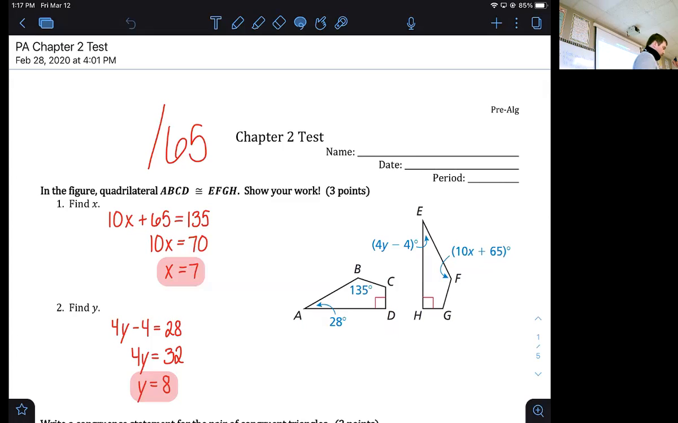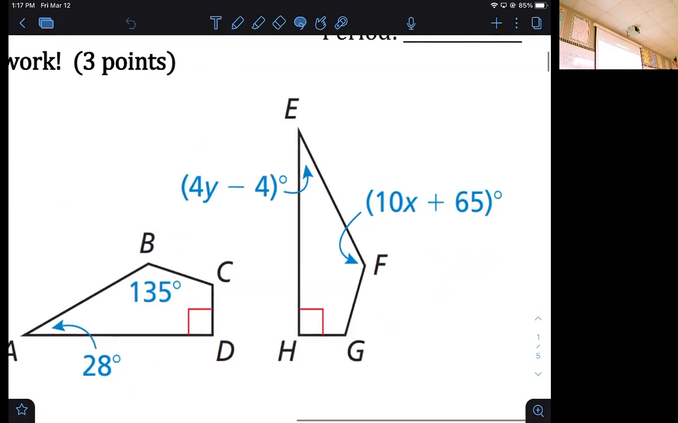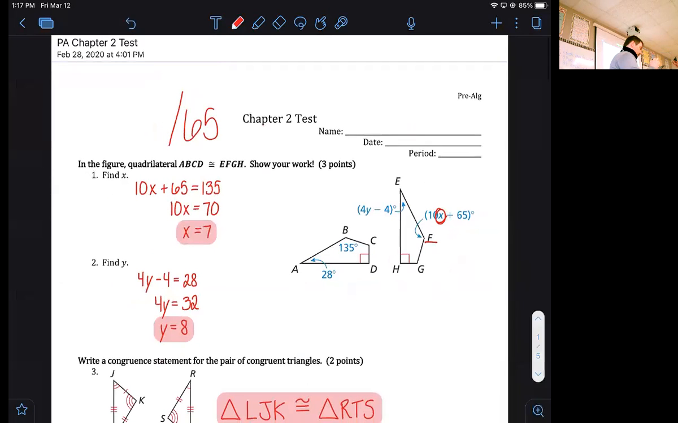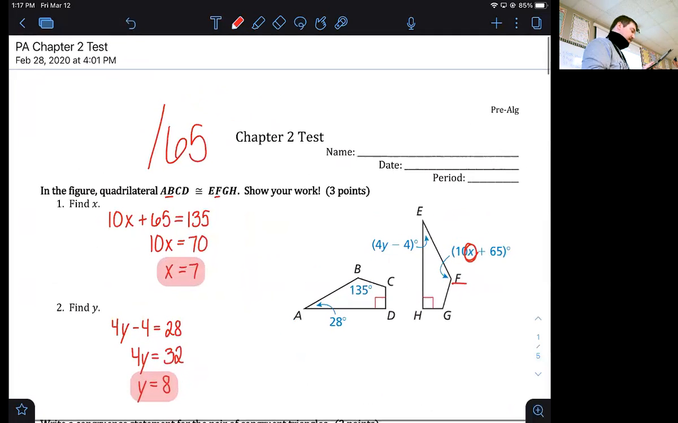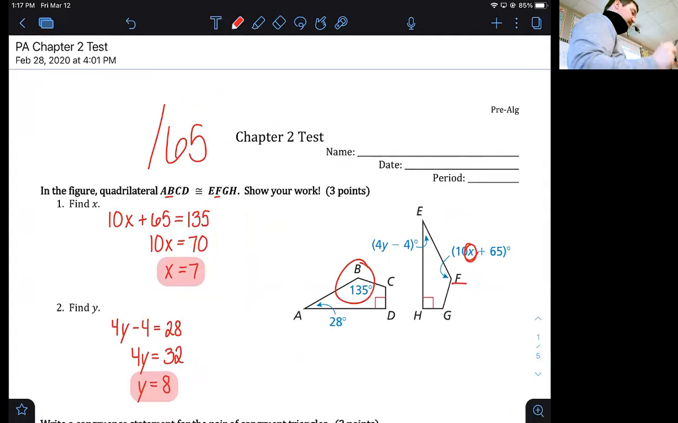Yep. So for number 1, we know that angle F, where you see the x variable here, corresponds with angle B because of our congruent statement. So angle B is 135. So you can set 10x plus 65 equal to 135 and solve for x. And similarly, we can solve for y because y is here, angle E.